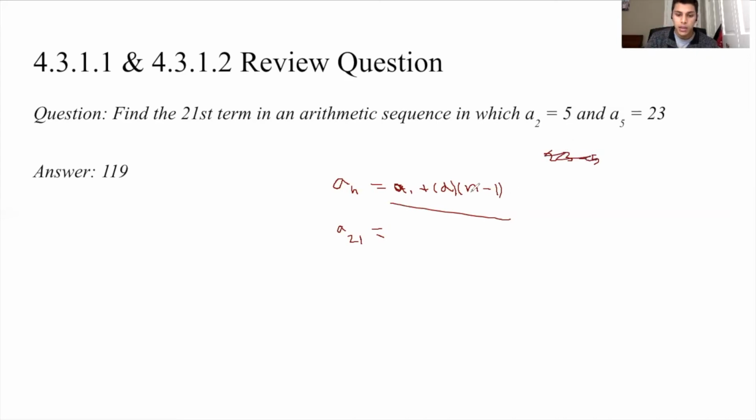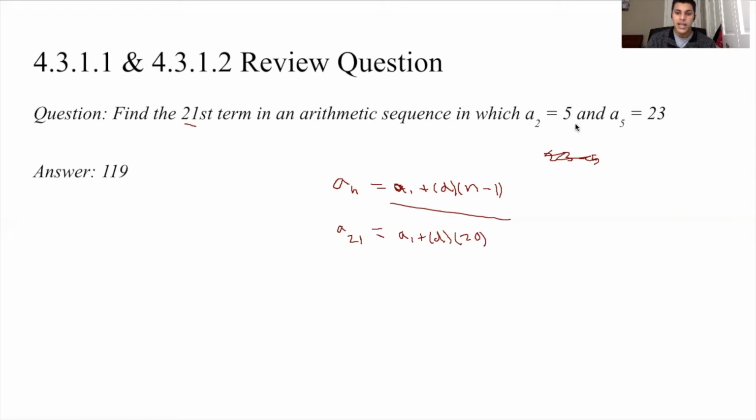And then times n minus 1. And n is 21 because we're finding the value of the 21st term. So all we know is n right now. So we'll do plus d times 21 minus 1, which will immediately simplify to 20. All right, so we need to figure out a way to find the value of our first term and the value of our difference.